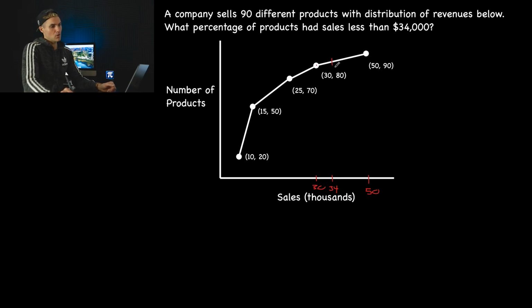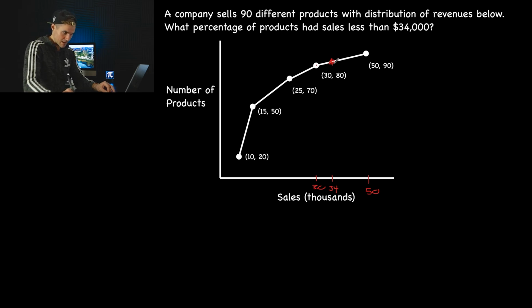And so we want to know what's going to be the corresponding y value, because the y value represents the number of products up until that revenue. So basically what's happening is, for the first 20 products, that's going to make the company $10,000 in sales. And then the 50 products is going to make the company $15,000. And then 70 products is going to make the company $25,000. You keep going up. So they're trying to figure out, for sales of 34,000, what percentage of products of the 90, or how many products of the 90, what's going to be the y value here.